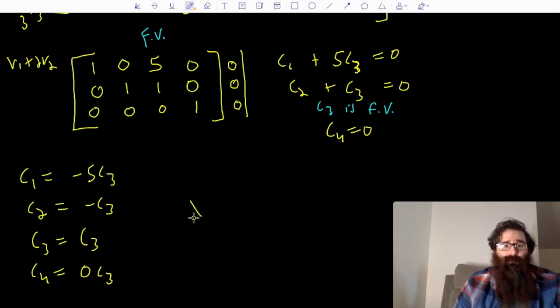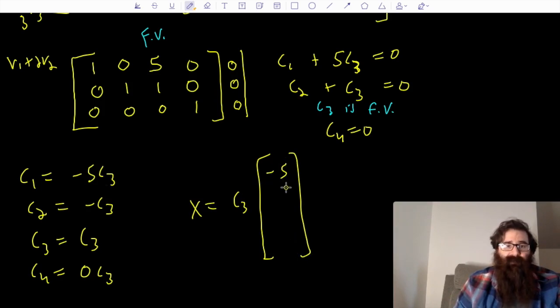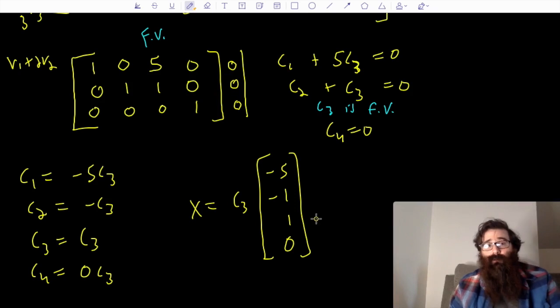I could call this vector x and say, well, if I just bring out c sub 3 as a scalar weight, I'm left behind with the coefficients, -5, -1, +1 for that free variable to survive, and then 0. And this is my parametric vector form of my solution.